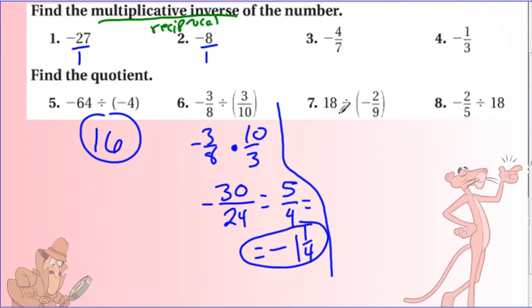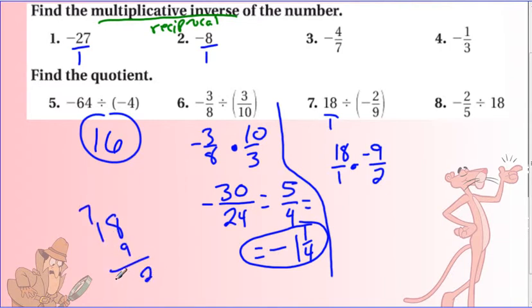Number 7. You don't have fractions, so make fractions. 18 over 1. Flip the second one. And then multiply. Don't forget your negative. Ooh, golly, that's going to be ugly. 18 times 9. Let's see. 9 times 8 is 72. 9 times 1 is 9, plus 7 is 16. 162. So negative 162 over 2.